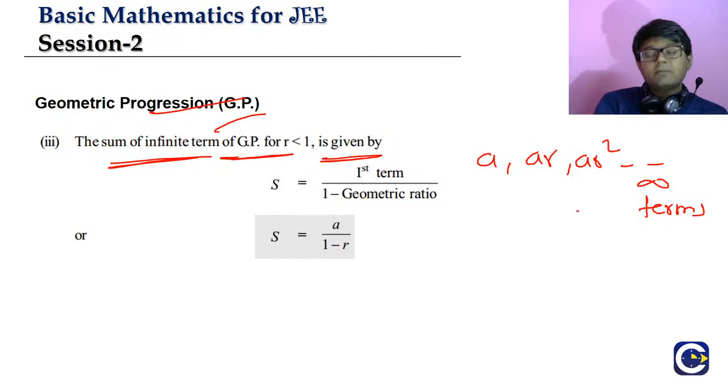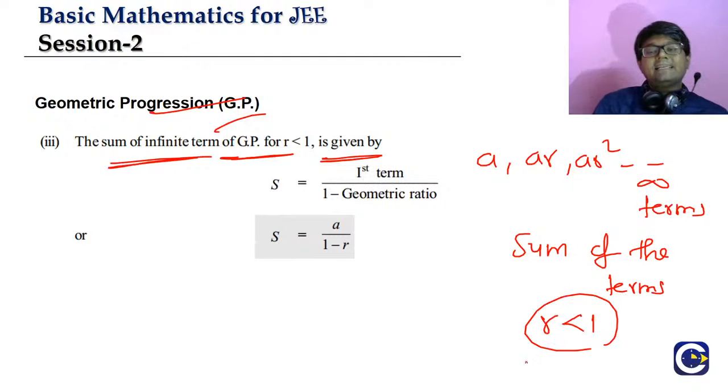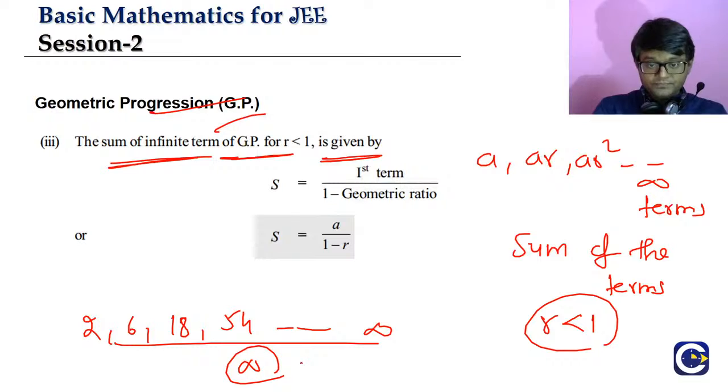Now when you have an infinite number of terms, the sum of the terms will be meaningful only when the common ratio is less than 1. Why is that? I'll just tell you. If the common ratio is more than 1, take the same example we discussed: 2, 6, 18, 54, like that. You have an infinite number of terms. Add all of them, how much are you going to get? You will simply get infinity.